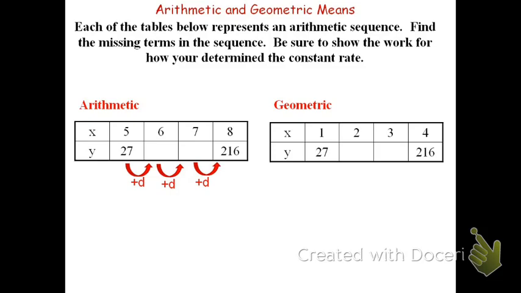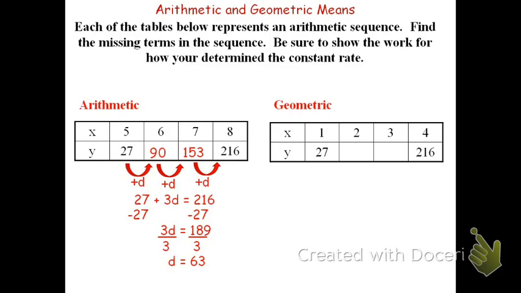The equation for this would be 27 plus 3d equals 216. To solve it, we'll need to subtract 27 from both sides. We get 3d equals 189. We'll next divide by 3 and see that the constant difference is 63. To fill in the missing terms, we just add 63 to the previous term. So if we take 27 and add 63, we get 90. Take 90 plus 63, and you get 153.